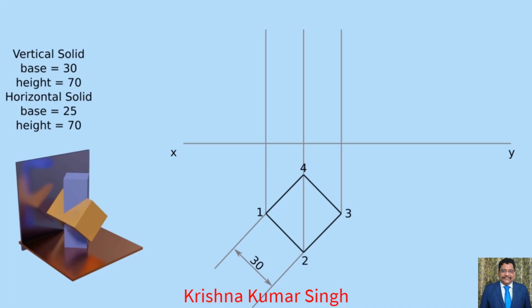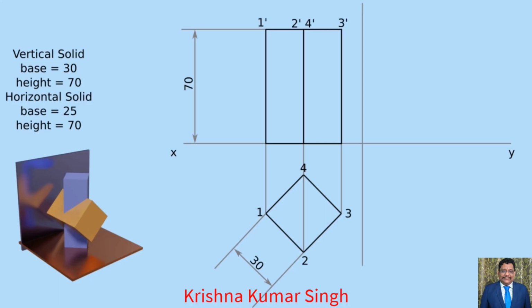Project the construction lines upwards from the corners of the top view of the vertical prism. The front view of the vertical prism is a rectangle of height 70 mm, and its width can be projected from the top view. Draw the rectangle of length 70 mm with the axis in the middle. Name the top face of the prism. Here our front view of the vertical prism gets completed.